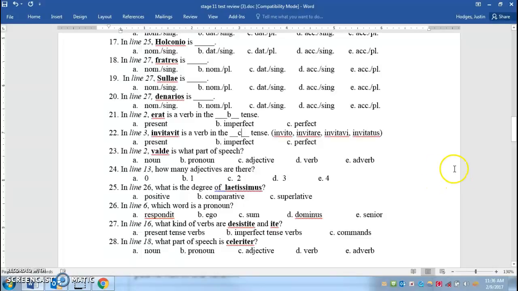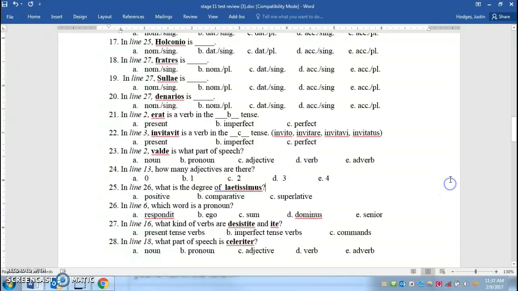Valde. This ends in an E, and it's a word that we know from our vocab is an adverb. Also, if you look at how it's being used in the sentence, I don't have the packet in front of me, but valde means very, or a lot, or very much. And it's usually either describing another adjective or a verb, making it an adverb every time. Just like we talked about above, the degree of laetissimus, you see that -issimus ending on the end of it. That makes it superlative. You need to go back and review your notes from last chapter if this is news to you.